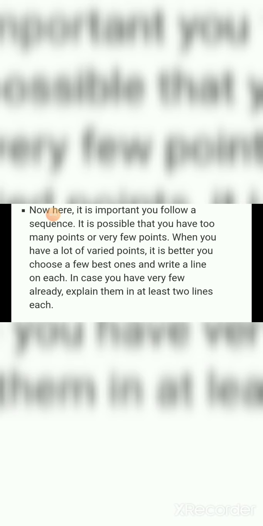Now here it is very important to follow a sequence. It is possible that you have too many points or very few points. For example, you are in the examination room, and you are not acquainted with the title of the speech. You are not getting anything, meaning very few points. And one student has many points, and anything can happen. So you need to get ready for every situation. As I always suggest, get ready for the worst, but always expect the best.